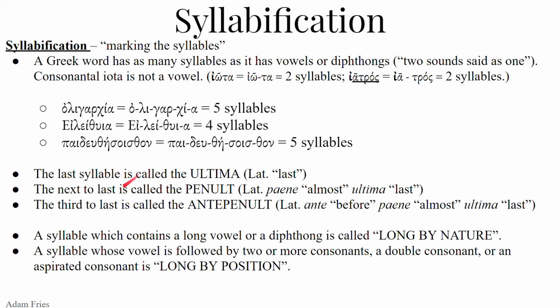So the last syllable, this is a review, you should remember this from Latin. The last syllable of a word is called the ultima. The next to last syllable is the penult, and the third to last is called the antepenult, and that will become important with the accents. A syllable which contains a long vowel or diphthong, so a long vowel, that's going to be an eta and an omega always. The other vowels will be marked long with a macron. A diphthong is long by nature. A syllable whose vowel is followed by two or more consonants, a double consonant or an aspirated consonant, is considered long by position. So even an epsilon can be considered long if it's followed by those. That works mostly in scansion and poetry. You don't have to worry about that too much now.